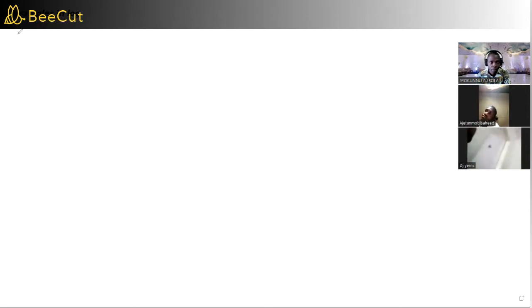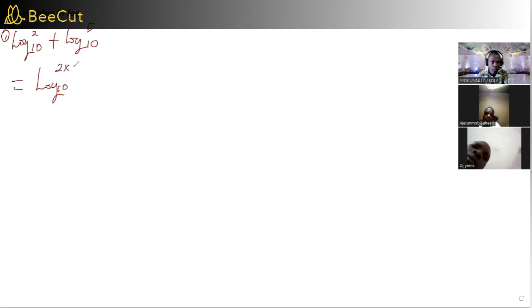If you have a log, let's say example one, log 2 base 10, and you are adding it with another log, let's say log 5 base 10. Are you with me? So the solution is that you are going to combine the two logs. They are going to have a common base, which is base 10. Then you multiply the numbers, that is 2 times 5, and that gives me 10. That will be log 10 base what?